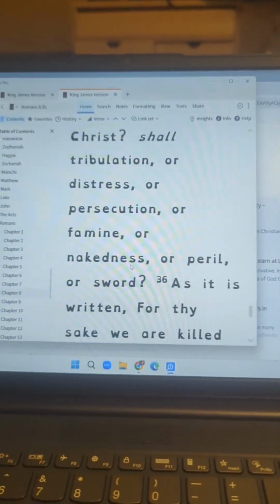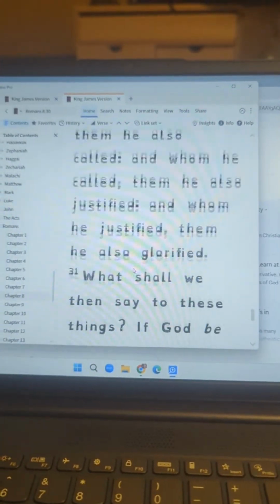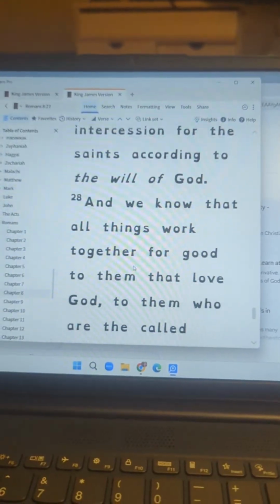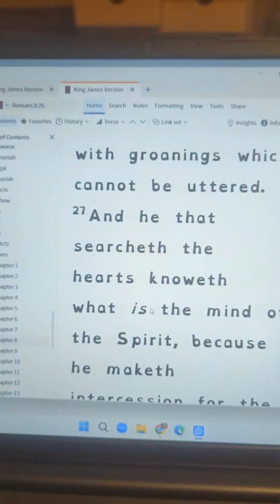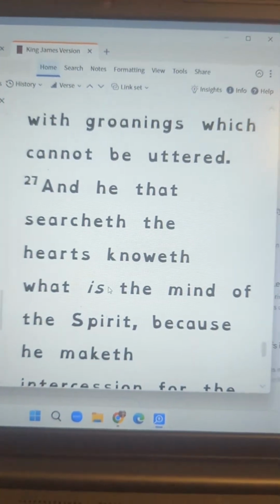Okay, is it 28? I think, I'm double checking here. Okay, here, let's read this. Okay. So God has to be both good and evil. No, let's read this, buddy.